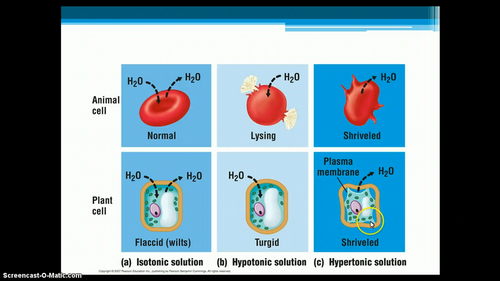The next question was, what if you put a plant cell in a hypertonic solution? Now there's a lot of ions on the outside, so there's a higher concentration of water inside the cell than out, which means the water is going to move out of the cell, and the cell will become shriveled. Same with animal cells: it will become shriveled, water will leave.